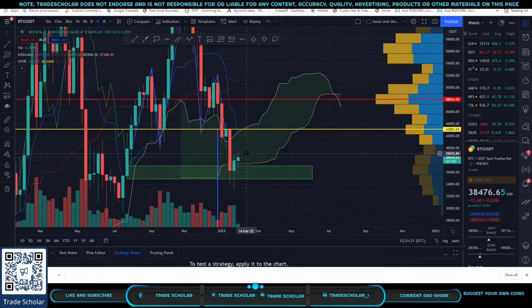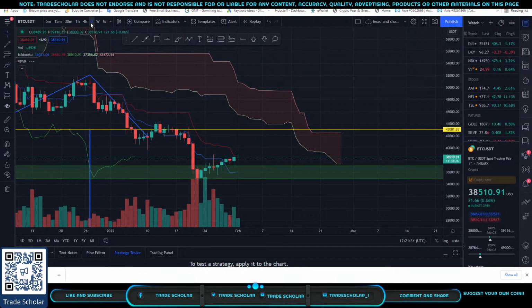The cloud is a strong indicator also. This is the Ichimoku cloud, and a cloud is a visual representation of our support and resistance. Let me show you something for our Ichimoku cloud example.